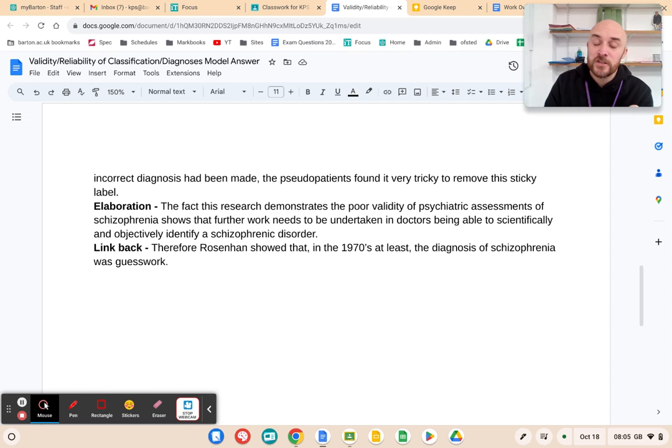Therefore, Rosenhan showed that in the 1970s, at least, the diagnosis of schizophrenia was guesswork at best. So this point is essentially saying research support. That's essentially what it is actually saying. So I need to now link this going into my second point.